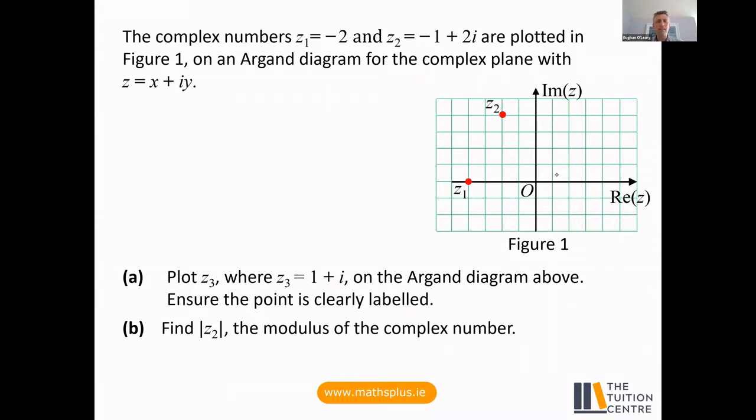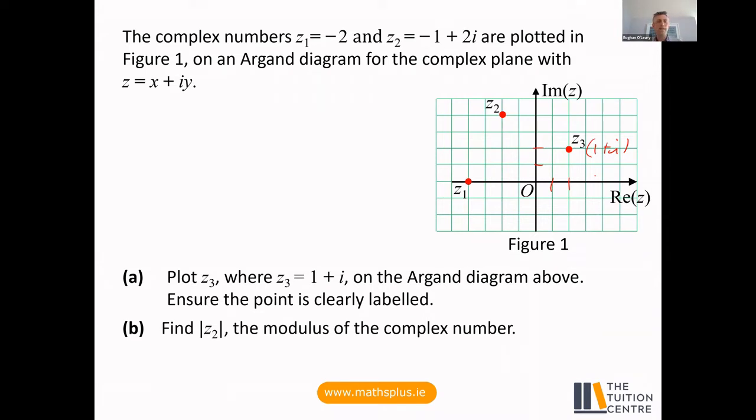Okay. It says plot Z3, where Z3 is equal to 1 plus i on the Argand diagram above, and ensure the point is clearly labeled. Well, this is an easy question once you just look at it for a moment. For every 2 boxes is 1 unit. So we're 1 out and 1 up. So this is the point 1 plus i. So if 2 boxes is 1 unit, we can judge that from Z1 and Z2.